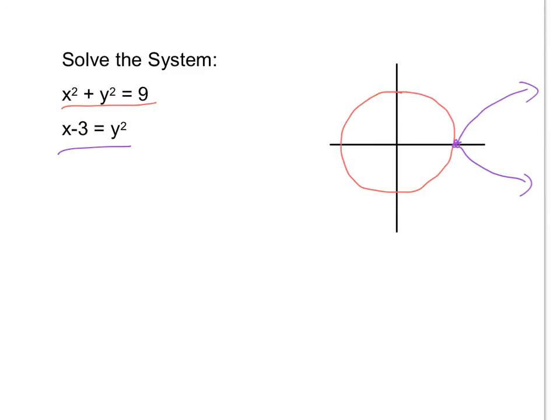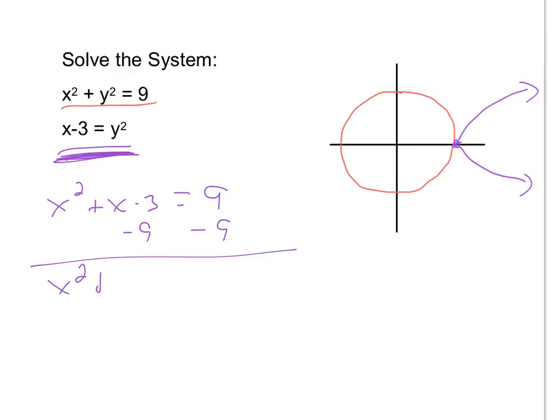Okay, but we're going to solve this now by substitution because it's easy to see now that I can replace my y squared in the top equation with x minus 3. So I'm going to have x squared plus y squared, which of course is x minus 3, and that's equal to 9. I now have a quadratic equation in terms of x. I'm going to subtract 9 from both sides.